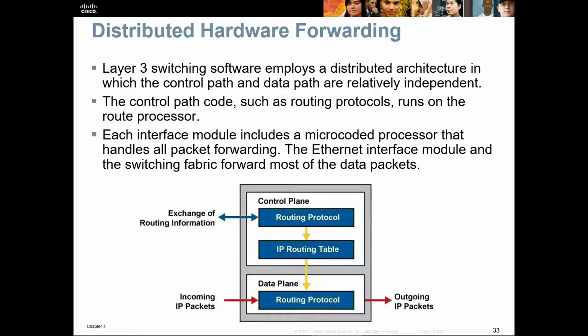Layer 3 switching software employs a distributed architecture in which the control plane and the data plane are relatively independent, i.e., they work independently. The control path code, such as the routing protocol, runs on the route processor. Each interface module includes a microcode processor that handles all packet forwarding. The Ethernet interface module and the switching fabric forward most of the data packets. Our control plane focuses on the routing protocol and ARP routing table. Our data plane deals with incoming packets, our routing protocols, and outgoing packets.